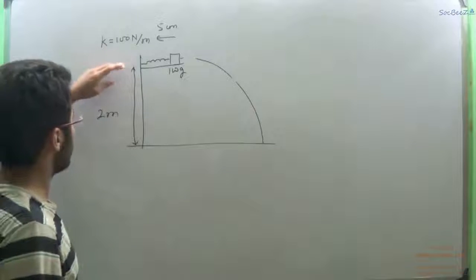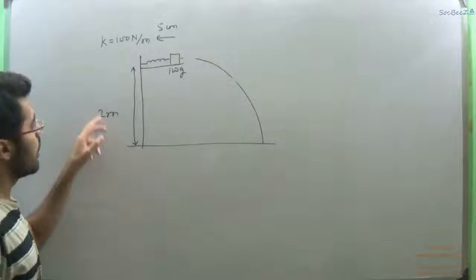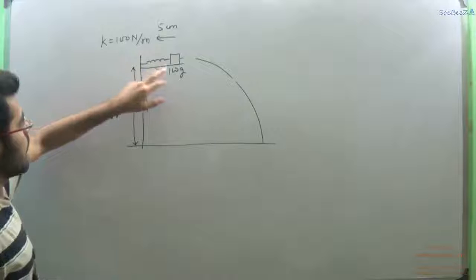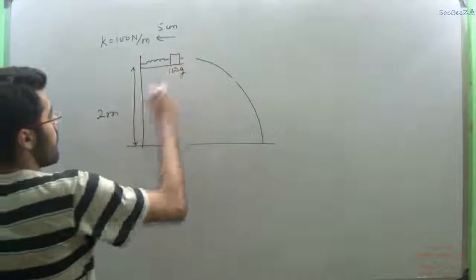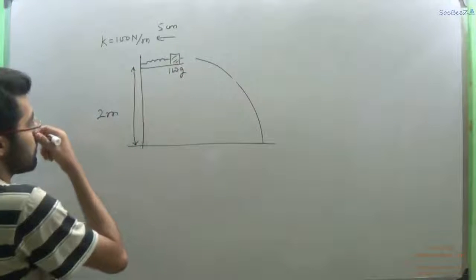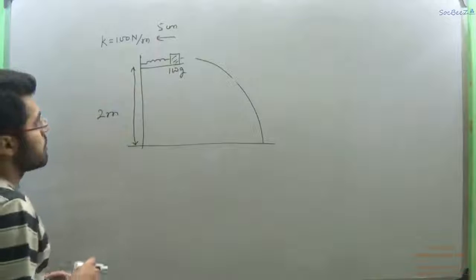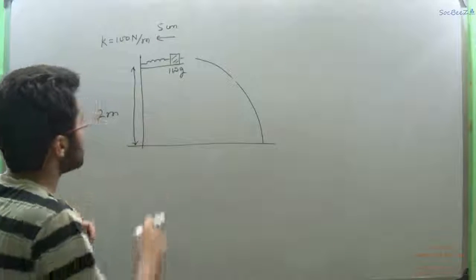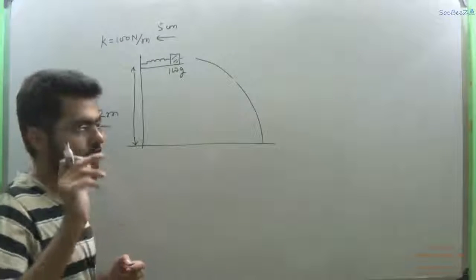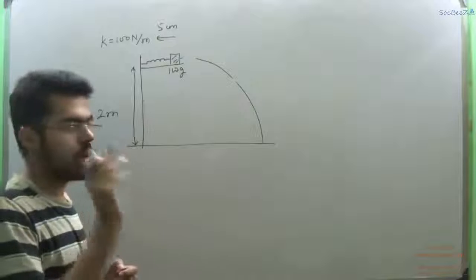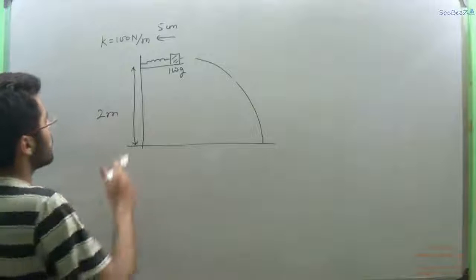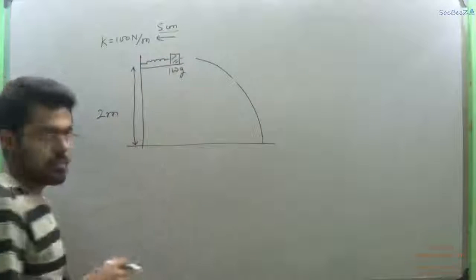So here at the top, it's 2 meter height from the ground. A spring whose spring constant is 100 Newton per meter is attached to a block of mass 100 gram. Now it's a horizontal level base. The problem says that somebody pushes the block against the spring. So basically what will happen? You are going to compress the spring. The spring will be compressed, meaning the spring will gain some potential energy. So the spring is compressed by 5 centimeter.